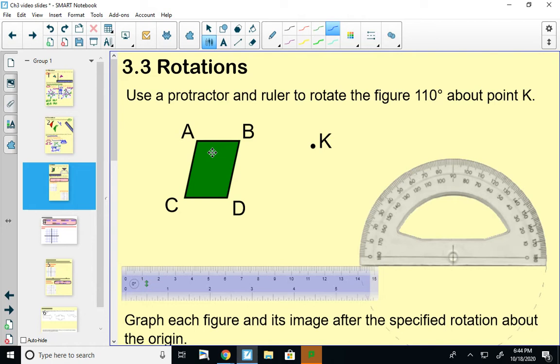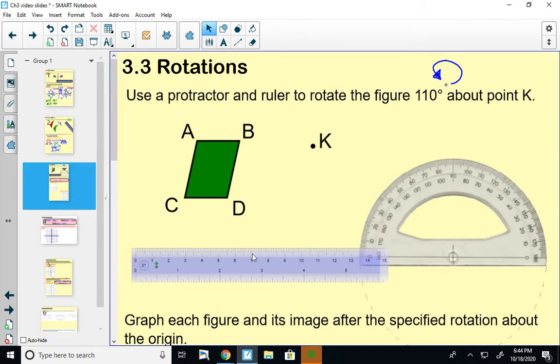Notice it does not say which direction we are rotating. If you are not told the direction to rotate, we always assume that it is counterclockwise. Again, unless it specifically says rotate clockwise, we are always going to assume that we are rotating counterclockwise. This will be a little bit easier for you because you will be doing this by hand and your protractor likely has a ruler on it. Mine does not, so my process is going to be kind of long.